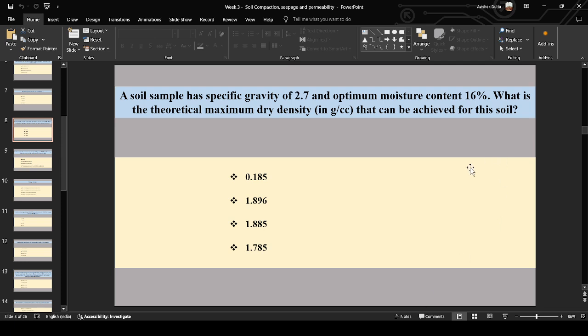I'll repeat the question. A soil sample has specific gravity of 2.7 and optimum moisture content 16%. What is the theoretical maximum dry density in gram per cc that can be achieved for this soil? Your options are 0.185, 1.896, 1.885, 1.785. Next question.